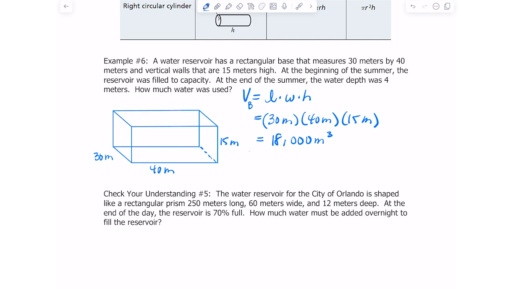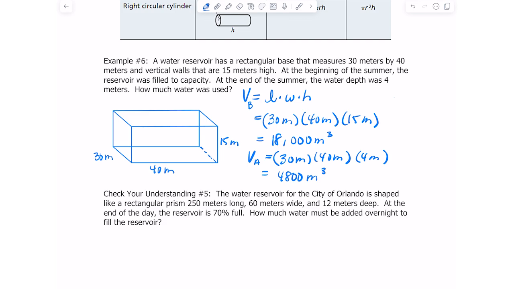Now, at the end of the summer, we'll call it V and we'll put a little subscript A. It's still 30 times 40, but they told us that the water depth was 4 meters. So I'm going to replace 15 with 4. And if I multiply 30 times 40 times 4, I end up with 4,800 meters cubed.